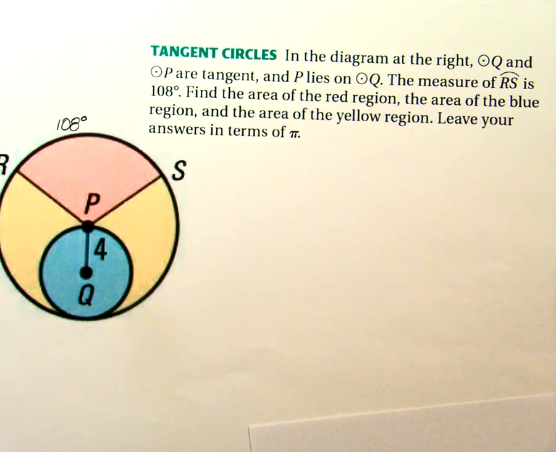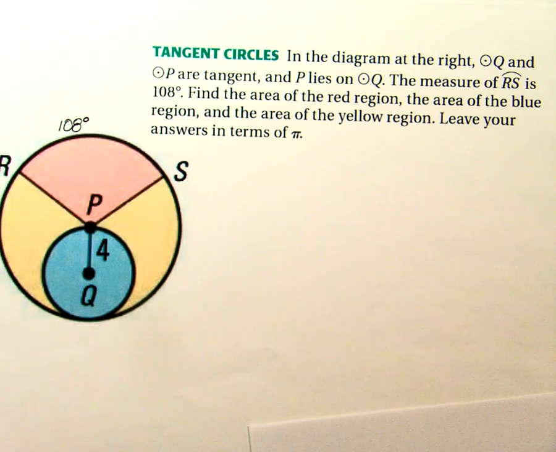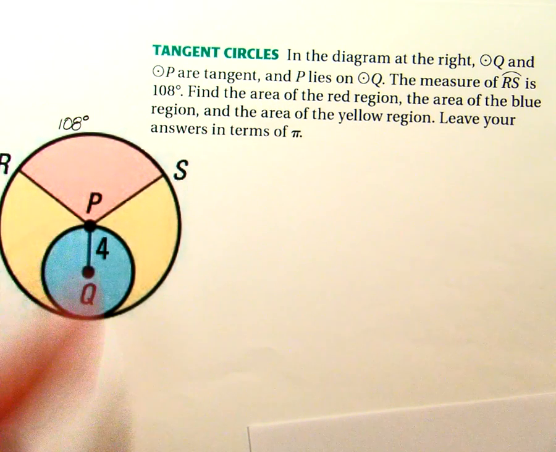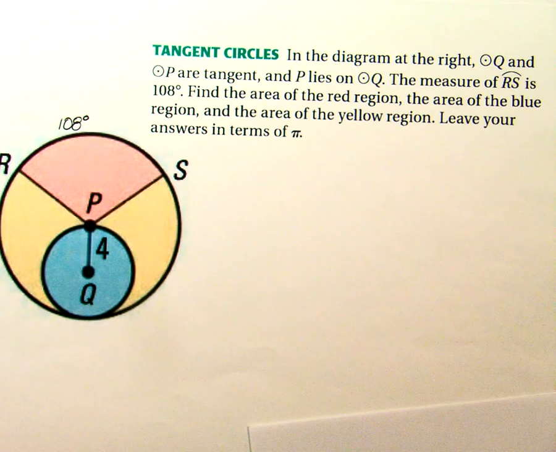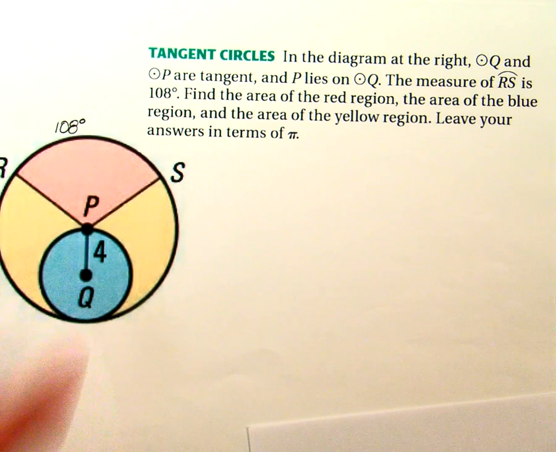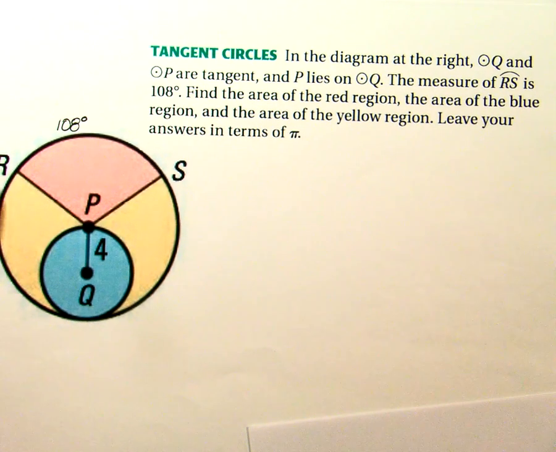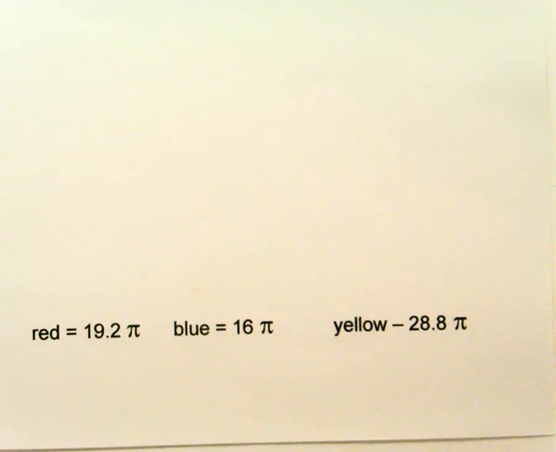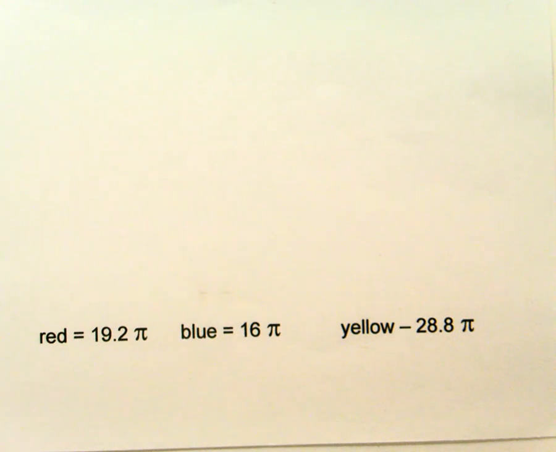In the diagram, circle Q and circle P are tangent, right here. The point P lies on circle Q, making that a radius. The measure of Rx is 108. Find the area of the red region, the area of the blue region, the area of the yellow region. Leave your answer in terms of pi. Pause it and give that a go. And here are the areas for you, the answers.